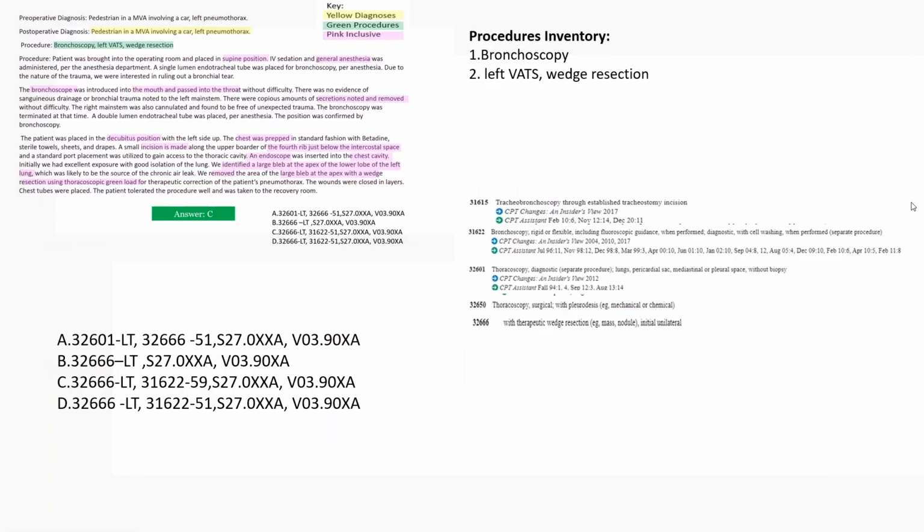And let's look into the procedure inventory. We have two procedures performed here. One is a bronchoscopy and the other is a left VATS, which is video assisted thoracic surgery, and a wedge resection was performed. In the diagnosis inventory, we have a left pneumothorax and a pedestrian injury in a motor vehicle accident involving a car.